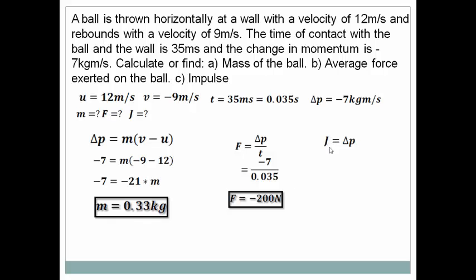We know that the impulse is equal to the change in momentum. So it equals minus 7 Newton second, or you can write the same unit as kg meter per second. And that is it for the concept of impulse.